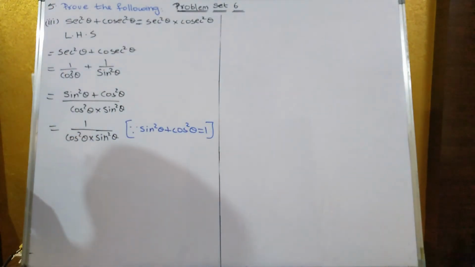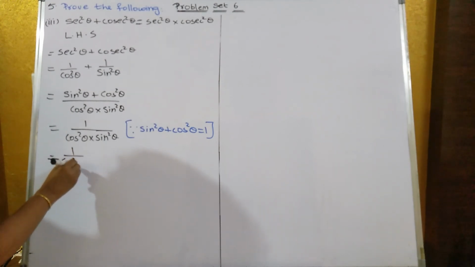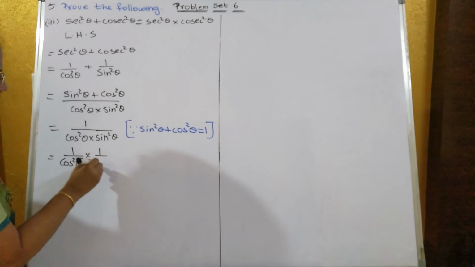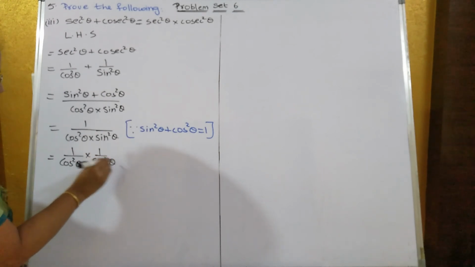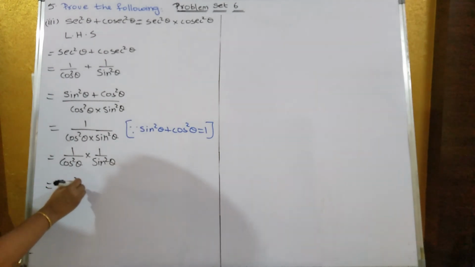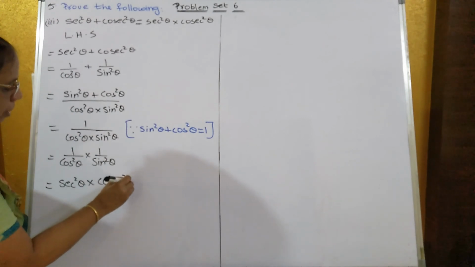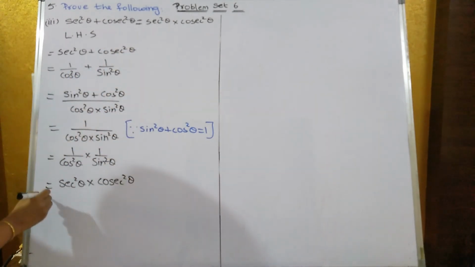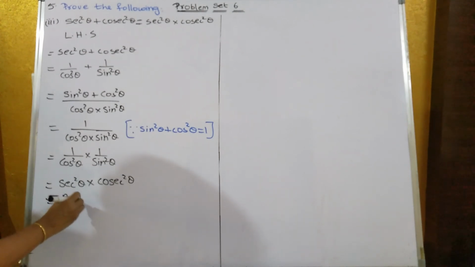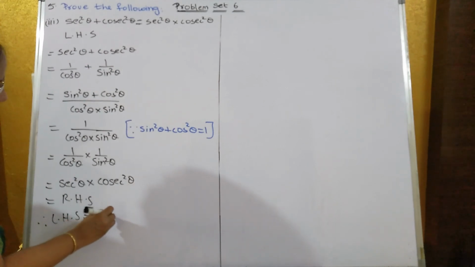Now write it separately. That is equal to 1 upon cos square theta into 1 upon sine square theta. Now what is 1 upon cos square theta? 1 upon cos square theta is sec square theta, into 1 upon sine square theta is cosec square theta. So that is what we had to prove. That's equal to RHS. Therefore LHS is equal to RHS, and then write down the question part.